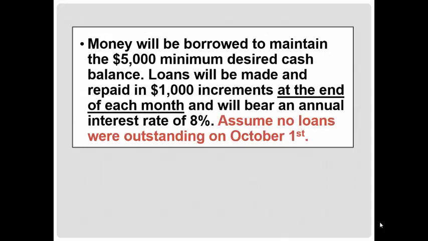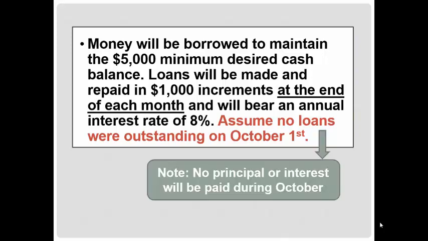Money will be borrowed to maintain the $5,000 minimum desired cash balance. Loans will be made and repaid in $1,000 increments at the end of each month and will bear an annual interest rate of 8%. Assume no loans were outstanding on October 1st. Well, with that statement there, we know that no principal or interest will be paid during October. So when we go to look at the financing section of the cash budget, there will be no loan repayments or interest payments.